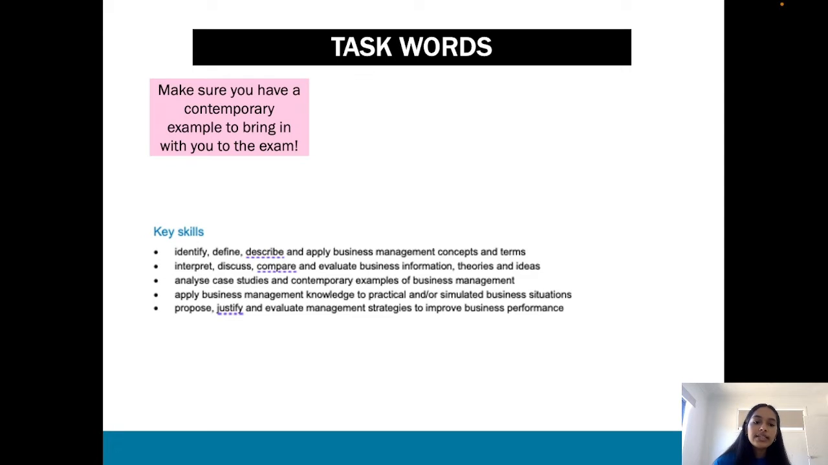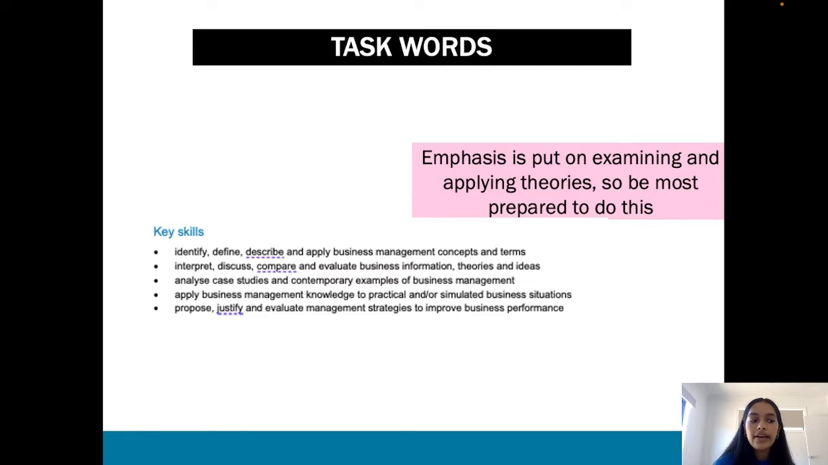Again, it's really important to have a contemporary example that you bring with you to the exam or even in your SACs. But don't stress too much about it. Your school is going to give you some examples and case studies that you're going to use, so you won't be left in the deep end for that. Emphasis is put on examining and applying theories, so be most prepared to do this. You should be able to examine and apply the theories that we learn in this area of study.